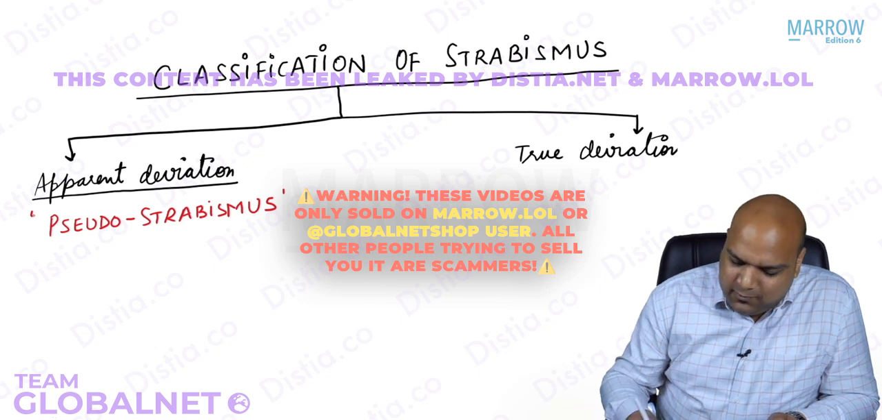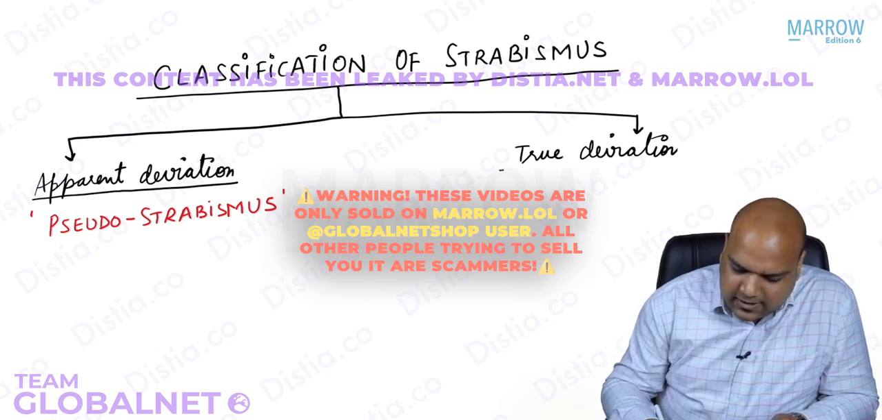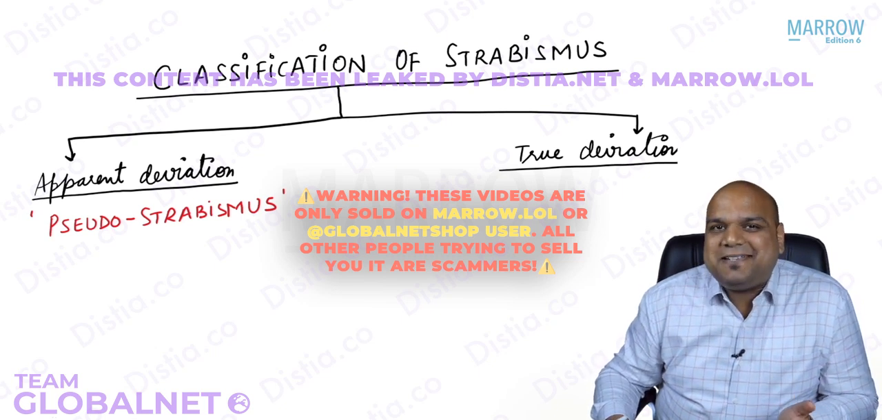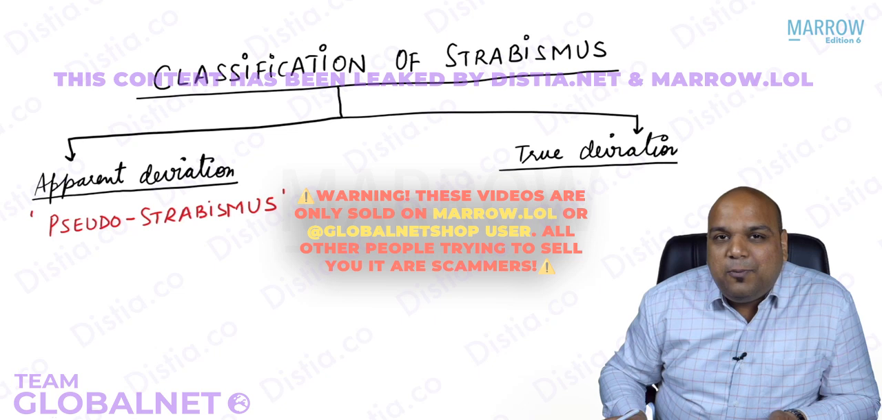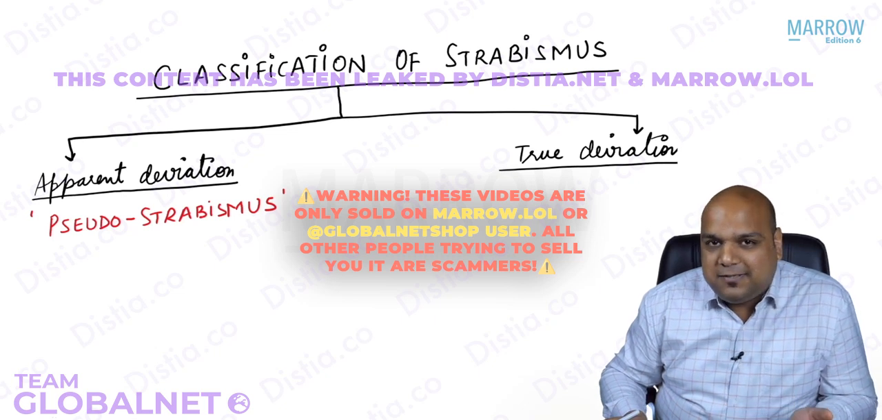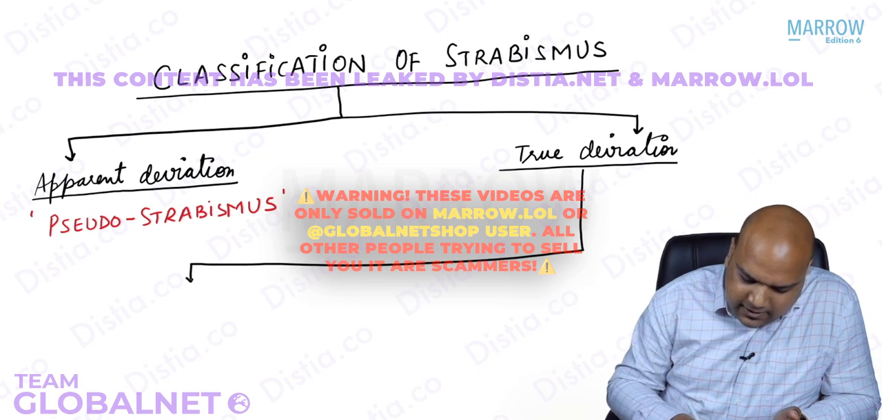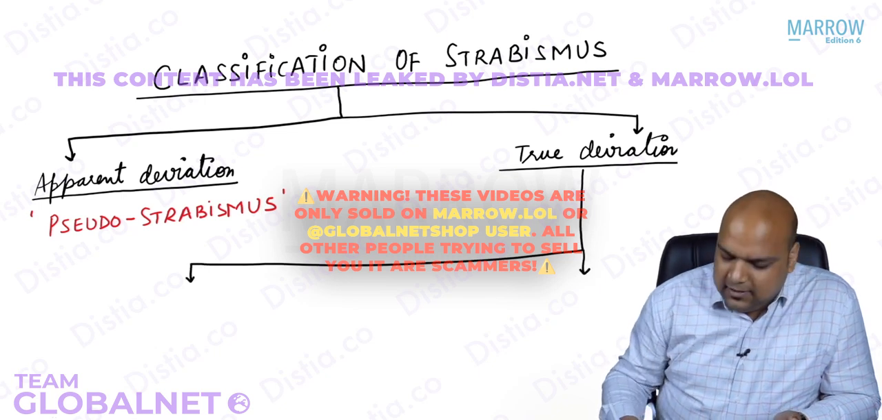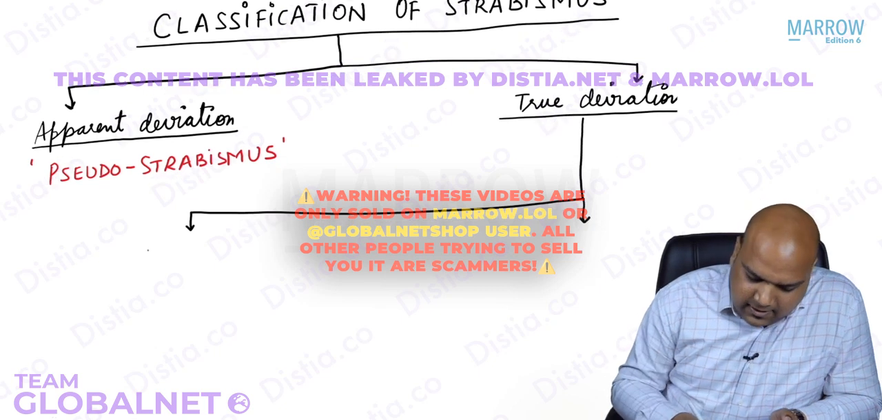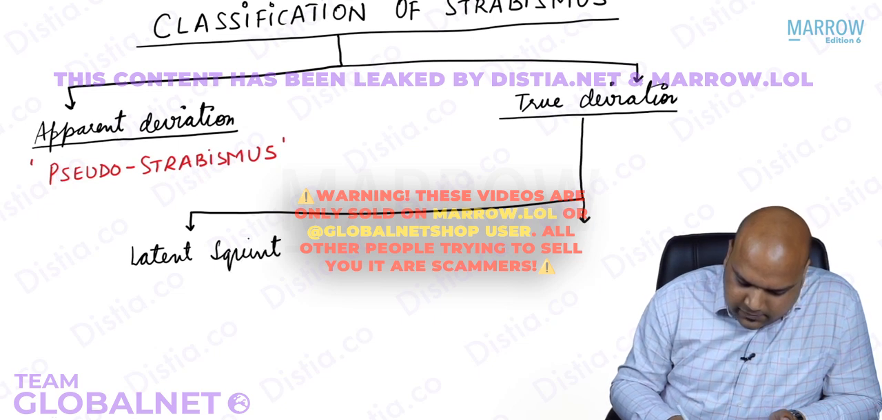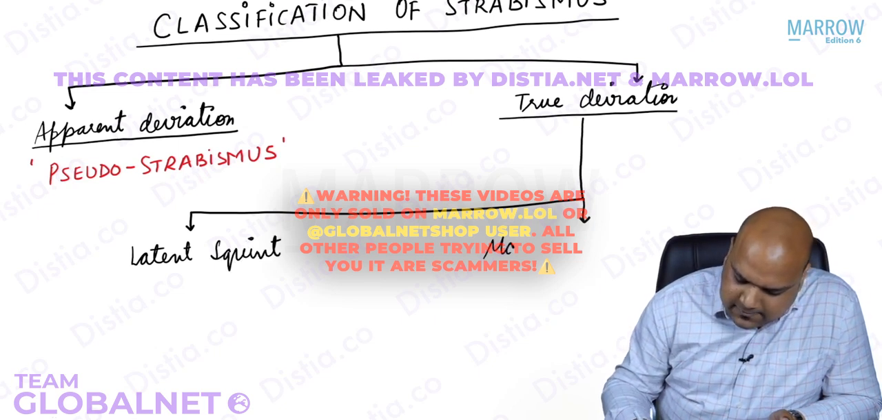Okay. Then we move on to the second group, that is true deviation, everybody. True deviation, by the name itself, it is very clear. It is a deviation and it is an actual deviation. Yes. Okay. So when we are talking about squint per se as a word, we are talking about true deviation. Yes. So true deviation can further be divided or classified into two groups. The first group we say has latent squint. And the second group has manifest squint.